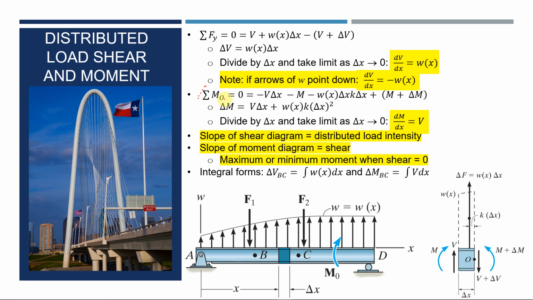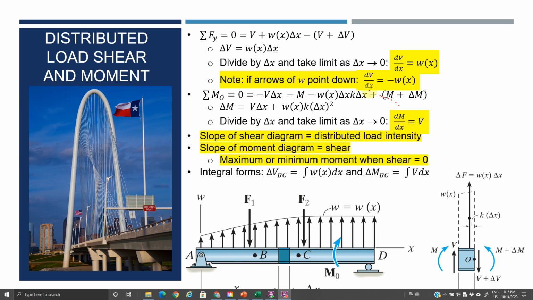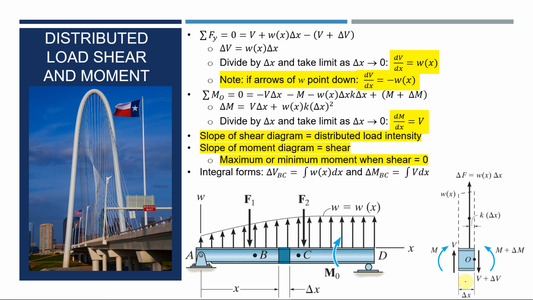Here the sum of the moments also has to sum to 0. Sum of the moments about 0.0 is what we're talking about. So we get an M plus delta M in the positive, negative M here, and we have this force W delta x acting somewhere in the middle. We don't know exactly where, so we're going to use the variable K to say that the lever arm is K times delta x. It's not delta x over 2. Maybe K is a half, maybe K is closer to 1, maybe K is closer to 0. We really don't know, and we're not going to worry about it right now. We'll figure it out later.